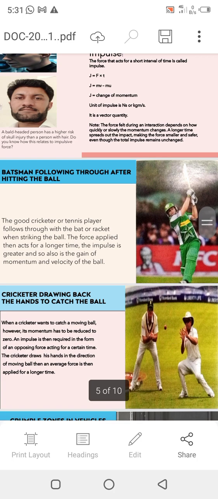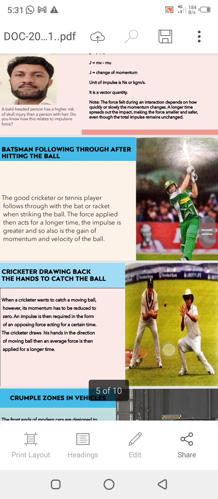On the other side, we can also represent impulse as J equal to change in momentum, right? So impulse is also equal to change in momentum. Remember, force is equal to rate of change of momentum, but impulse is equal to simply change in momentum. The unit used to measure impulse is Newton second or kilogram meter per second, similar to the unit of momentum. And this impulse is also a vector quantity.